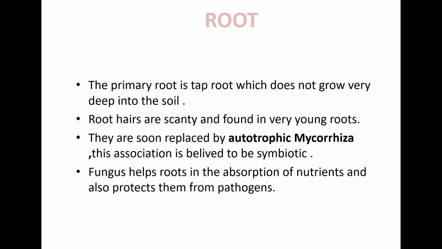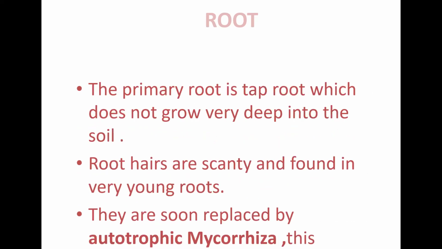Now, when we talk about the morphological characters of the root, the root is called the taproot system, which does not grow very deep into the soil, whereas we see the root hairs, which are scanty and found in very young roots. We can see an autotrophic mycorrhizal association, which is believed to be symbiotic. The fungus, that means the mycelium of the fungi, stays along with the roots of this Pinus plant, resulting in a symbiotic association, what we call mycorrhizal roots. And this fungus helps the roots in the absorption of nutrients, and also protects them from pathogens. Next, the primary root here, we call it taproot.